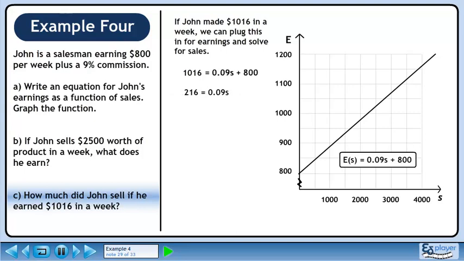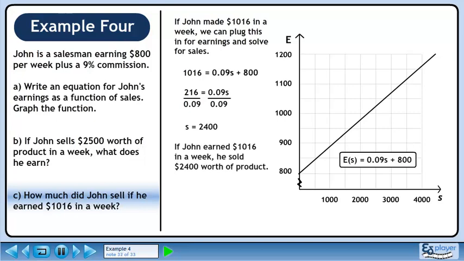Subtract 800 from both sides to get 216 equals 0.09s. Divide both sides by 0.09 to isolate s. This evaluates to 2,400. If John earned $1,016 in a week, he sold $2,400 worth of product. This is found on the graph at the point (2,400, 1,016).